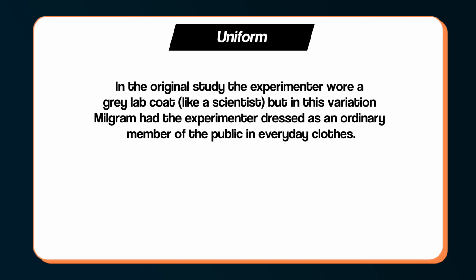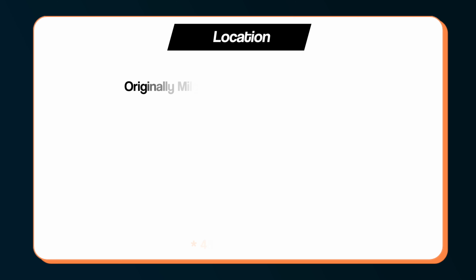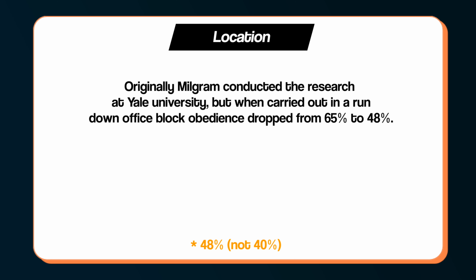For uniform, we could write about how in the original study the experimenter wore a grey lab coat like a scientist, but in this variation Milgram had the experimenter dressed as an ordinary member of the public in everyday clothes, and as a result the obedience rate dropped from 65% to 20%. And for location, we could write about how originally Milgram conducted the research at Yale University, but when carried out in a rundown office block, obedience dropped from 65% to 40%.